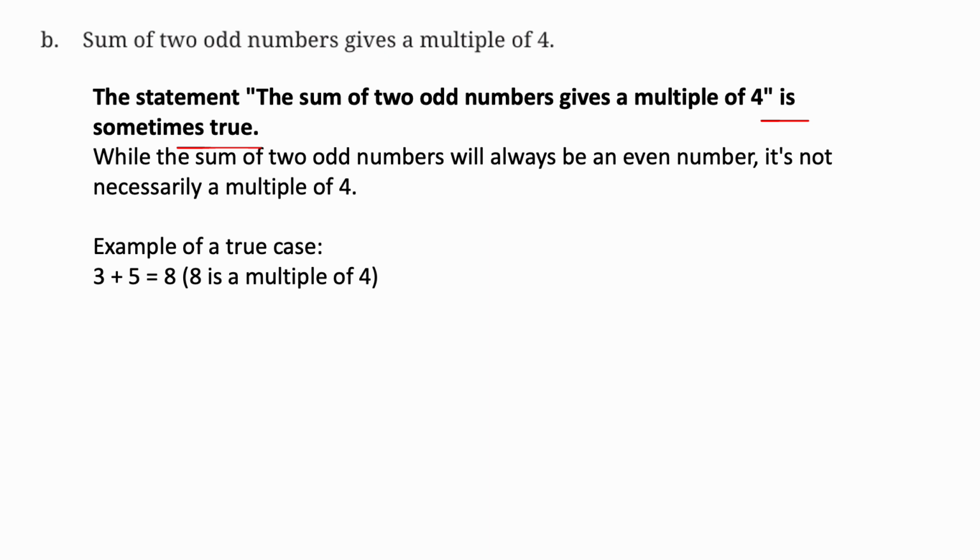3 plus 5 is equal to 8. See here, 3 and 5 are odd numbers. Their sum is an even number. 3 plus 5 is equal to 8. Here 8 is a multiple of 4. This is a true case.